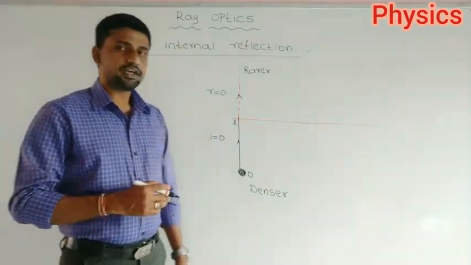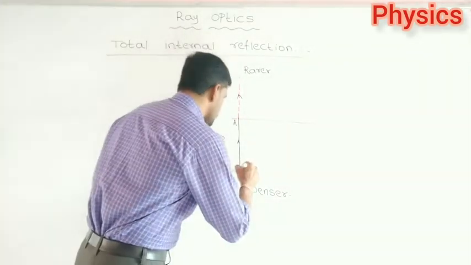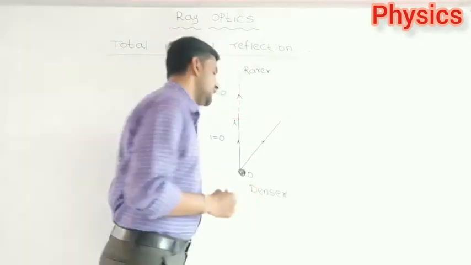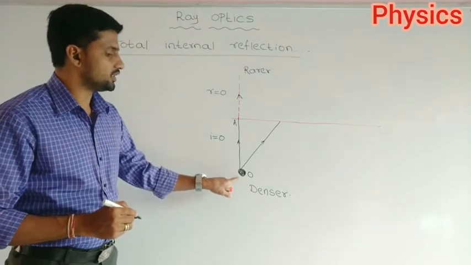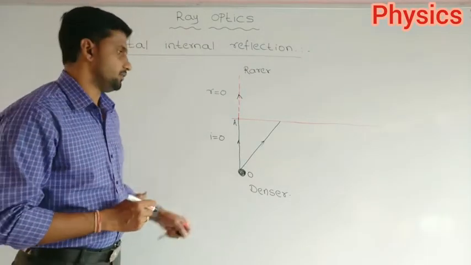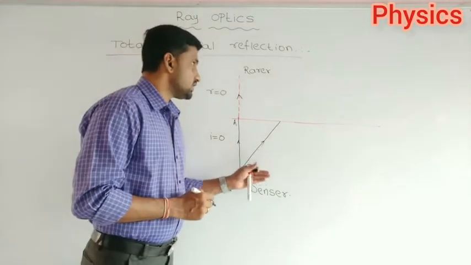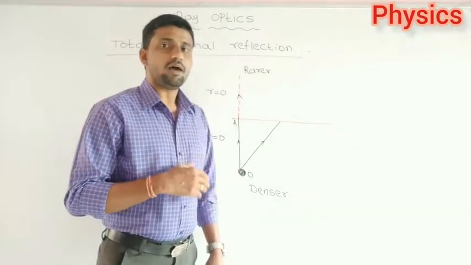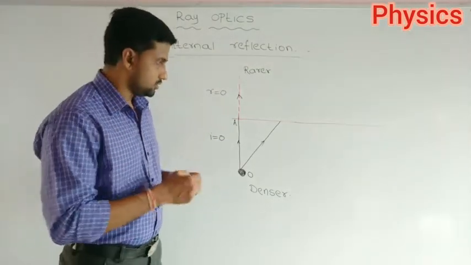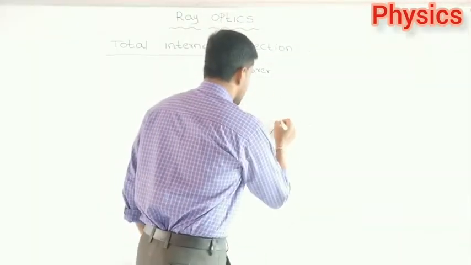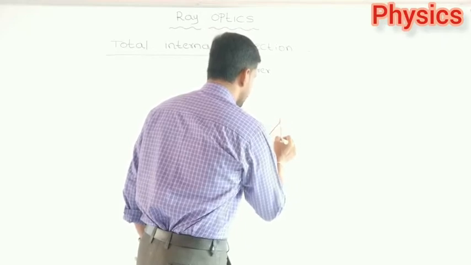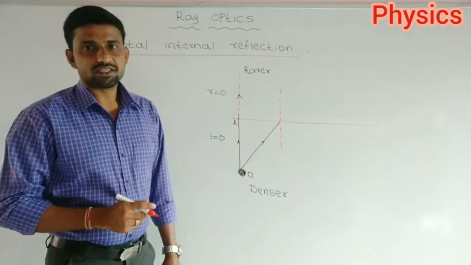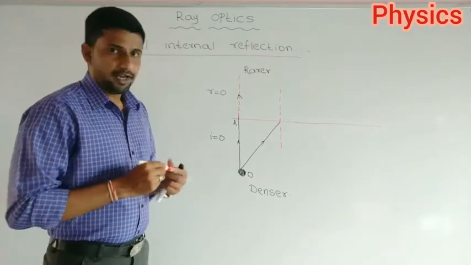Now I am going to take another light ray incident on this surface. This is the other light ray, coming out from this object in the denser medium. When it travels from denser to rarer medium, we know that the light ray bends away from the normal. So now I am going to draw one normal, because of which we get the angle of incidence and angle of refraction.